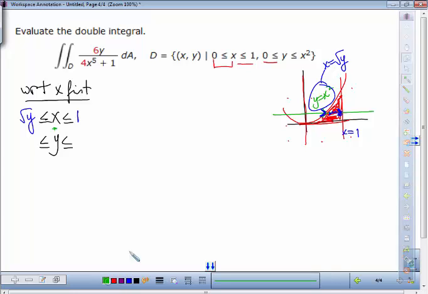The outer limits? 0 to however high this thing goes, and it looks like these two graphs intersect at 1, so 0 to 1. Questions?